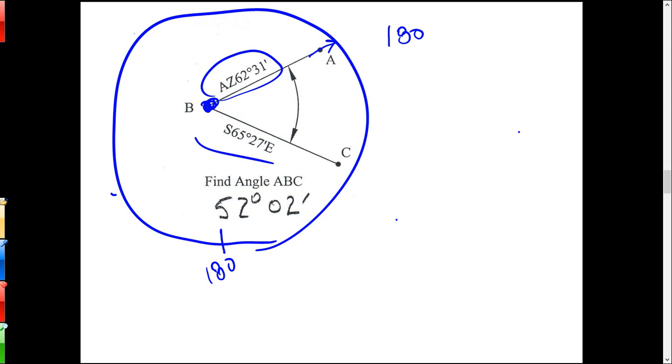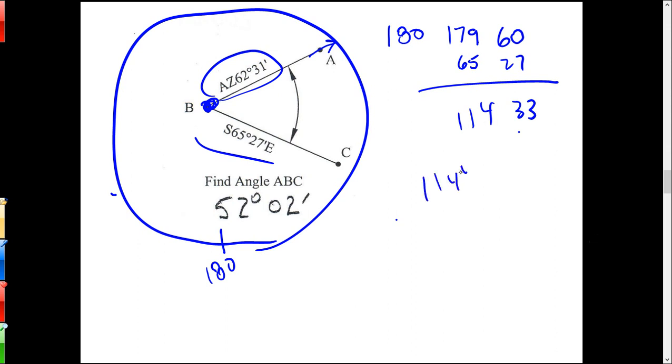So I'm going to subtract. Whenever I'm going to subtract, I just automatically carry the 1 degree over because I know I'm probably going to have to do that, okay? So then I'm going to take away the 65 27. So I've got 114 33, and I'm taking away 62 31 02... 52 02. There you go.